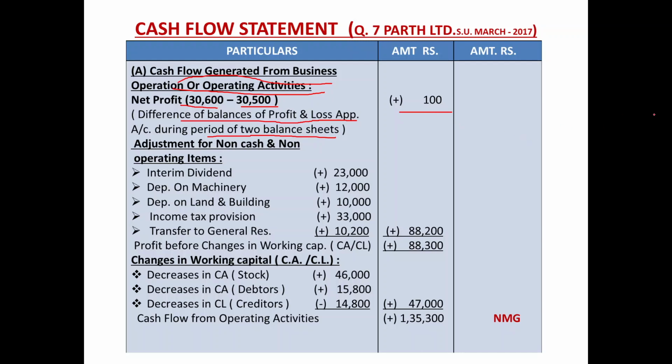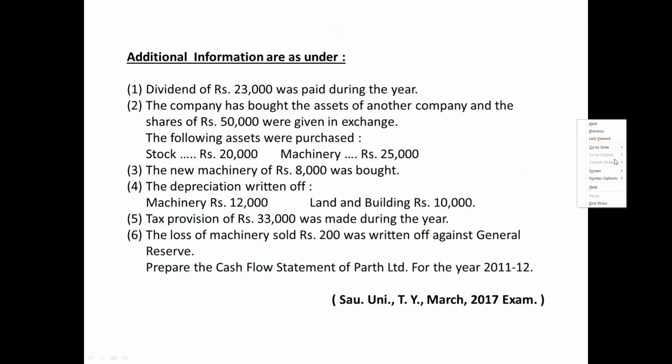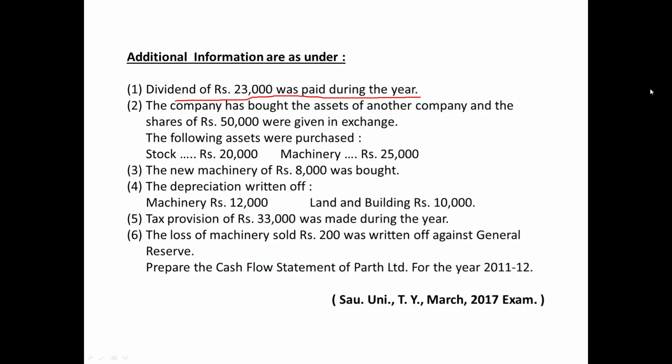Let us start. Additional information. Point number 1. Dividend of rupees 23,000 was paid during the year. This must be the interim dividend. Let us verify the balance sheet on the liability side. Nothing is there as far as any dividend is concerned. So this must be the interim dividend, because only interim dividend can be paid during the year.